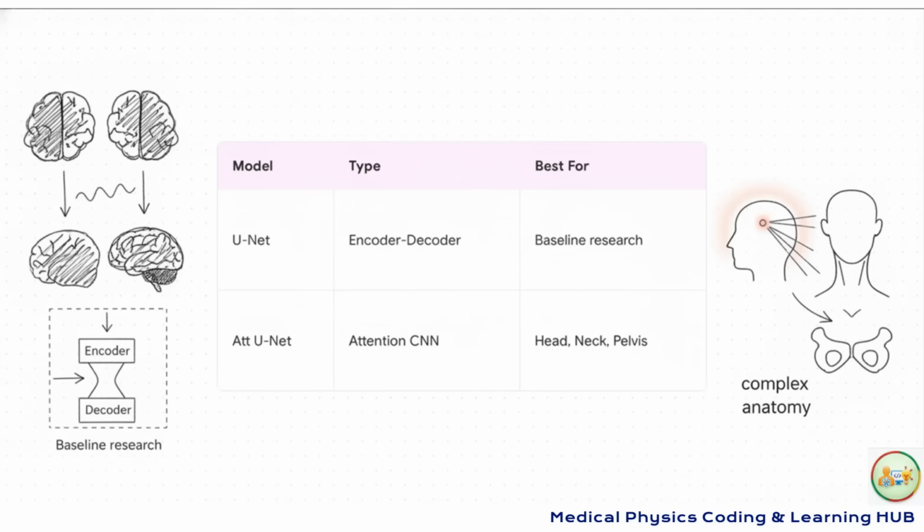Standard UNet is your classic encoder-decoder CNN. It takes either an MRI or a cone beam CT as an input and spits out a synthetic CT, making it a fantastic, reliable baseline for research. Then we have Attention UNet, which is an attention CNN. It takes purely MRI inputs to output a synthetic CT. This one really excels when you're dealing with complex anatomy like the head, neck, and pelvis.